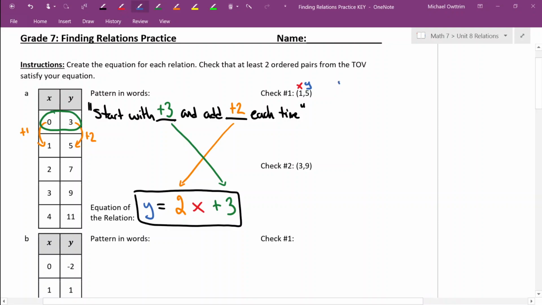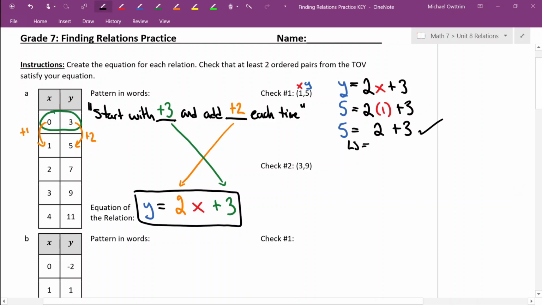Our equation said that y should be equal to 2 times our x, and then adding 3. So let's put in our numbers. We said that y should be 5, and that would be created when x in the equation is 1. We're going to check that our left side is equal to the right side. So our question is, is 5 equal to 2 plus 3? And of course, yes, it is. The left side is equal to the right side. And we know that our equation worked for that point there.